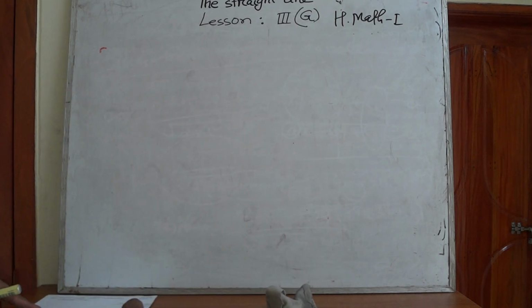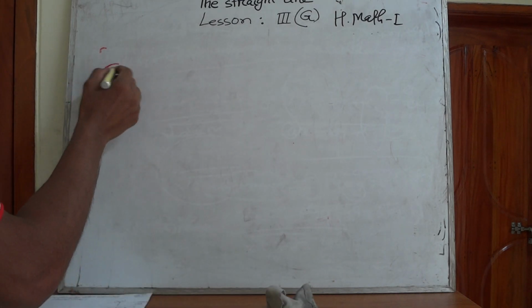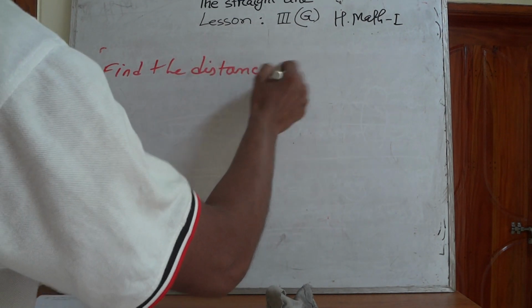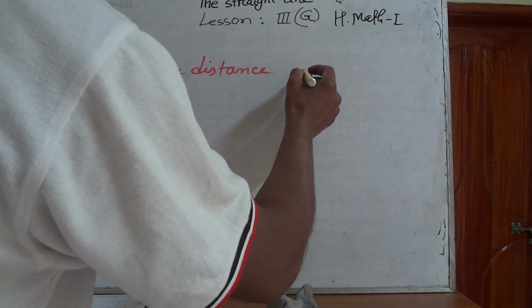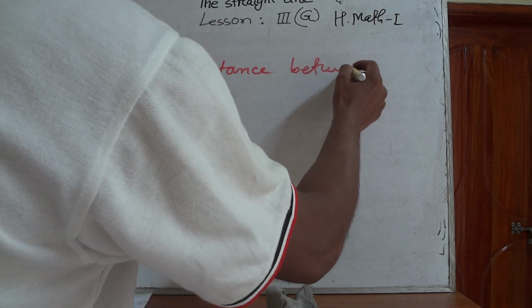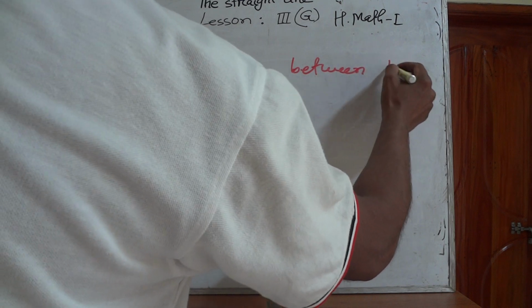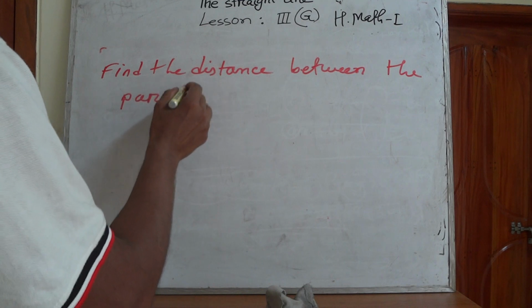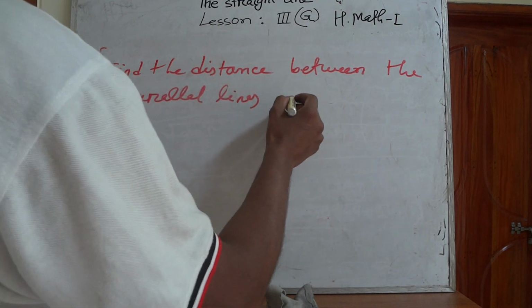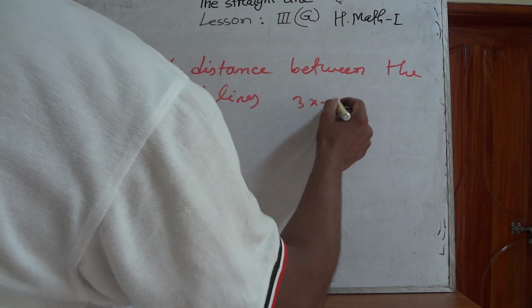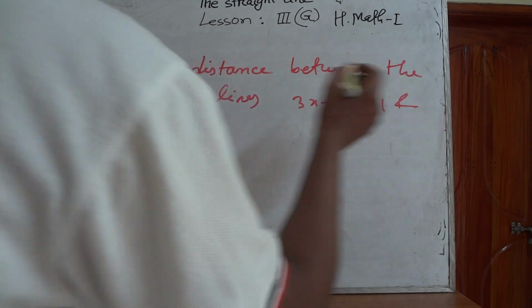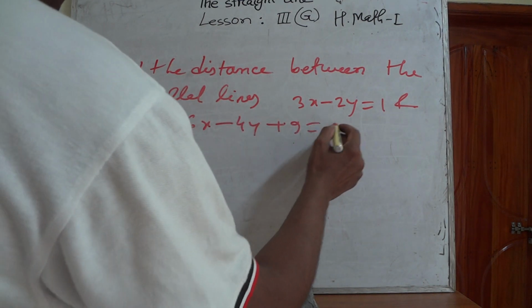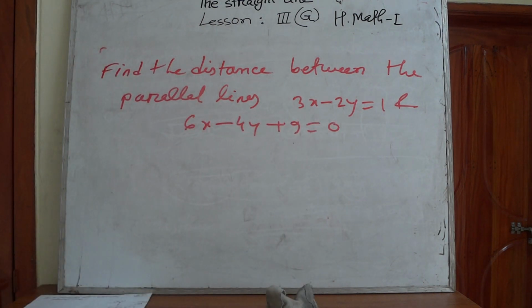Now find the distance between the parallel lines 3x minus 2y is equal to 1 and 6x minus 4y plus 9 is equal to 0. How to solve?